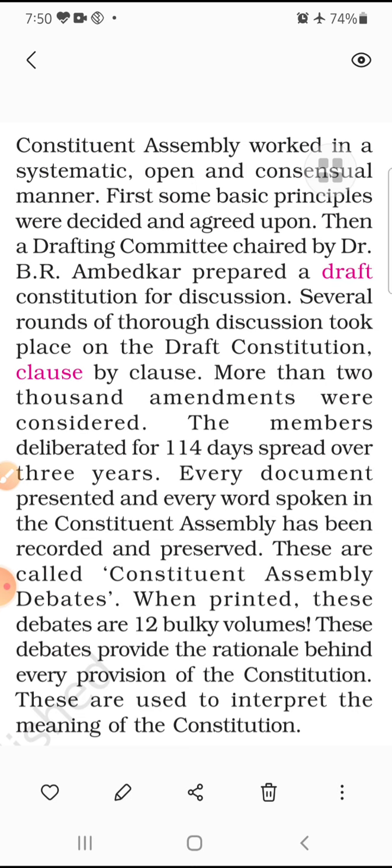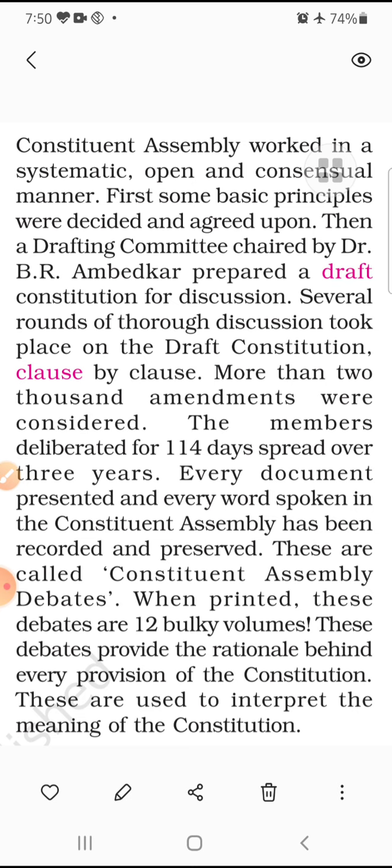Every document presented and every word spoken in the Constituent Assembly was recorded at that time. You can believe that today we have many facilities, it can easily be done, but think about the period of the 1950s when it was done. Whatever words were spoken in the assembly were recorded and are still present. So these are called the Constituent Assembly debates. When printed, these debates are bulky volumes.